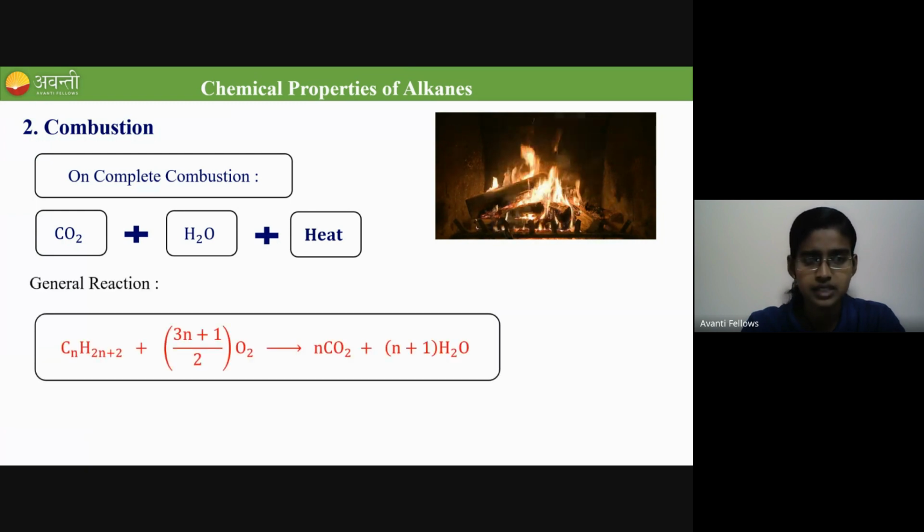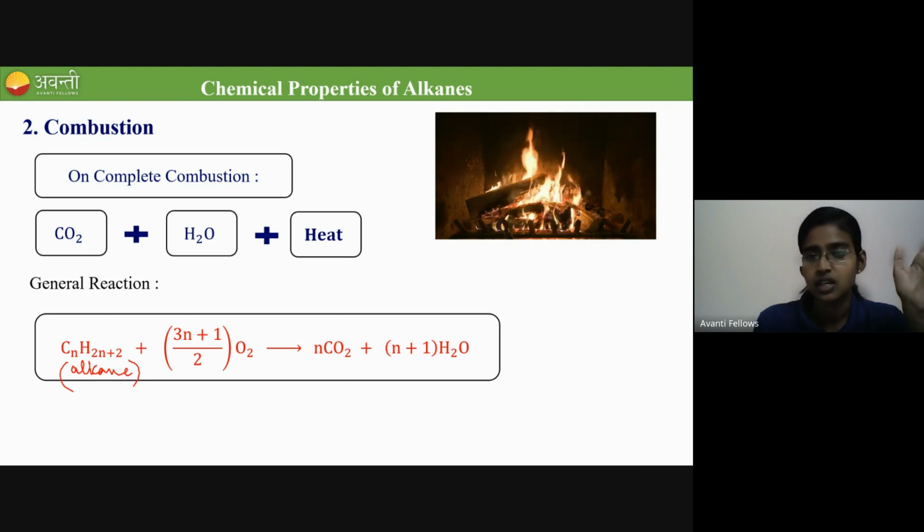Let me give you the general reaction for complete combustion. You can see the reaction here. Just learn this formula alone. It is CnH2n+2, which is an alkane. An alkane is reacting with (3n+1)/2 moles of oxygen, it is a ratio, to give n moles of carbon dioxide and (n+1) moles of water. This is the general reaction.